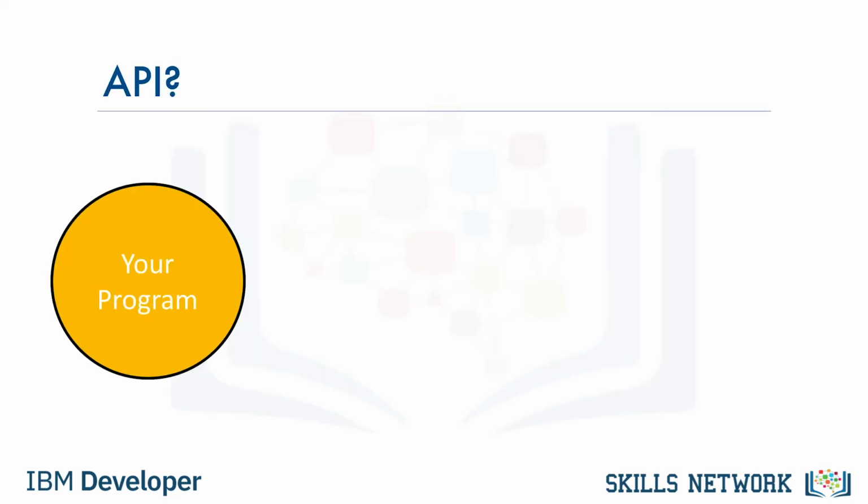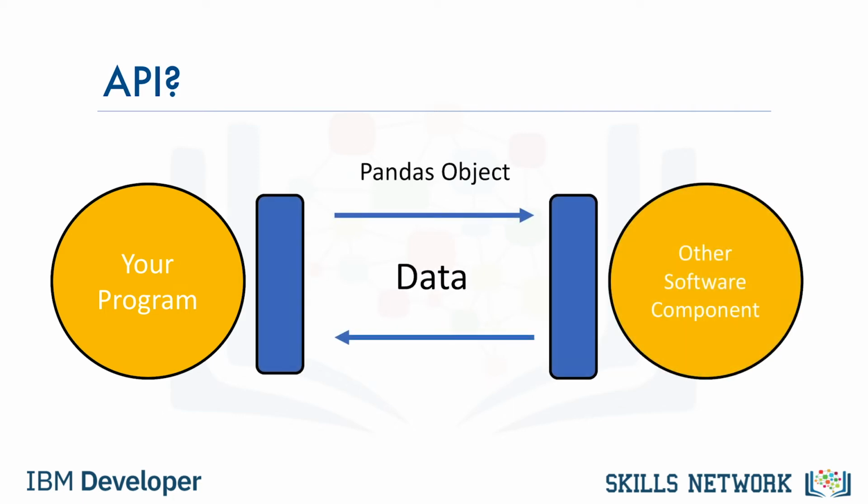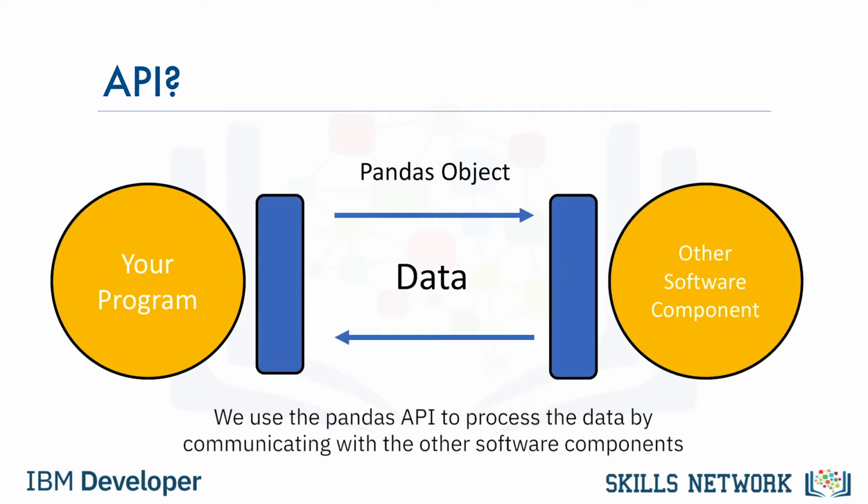Consider the Pandas library. Pandas is actually a set of software components, many of which are not even written in Python. You have some data, you have a set of software components. We use the Pandas API to process the data by communicating with the other software components.